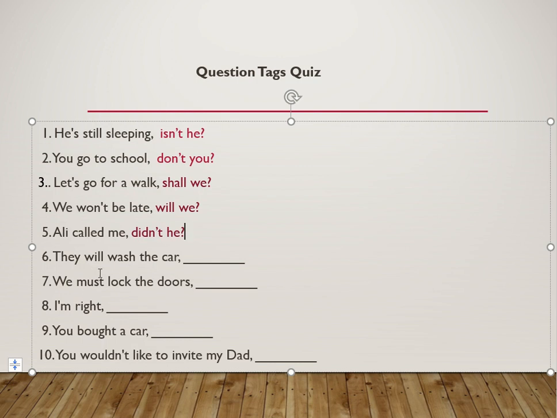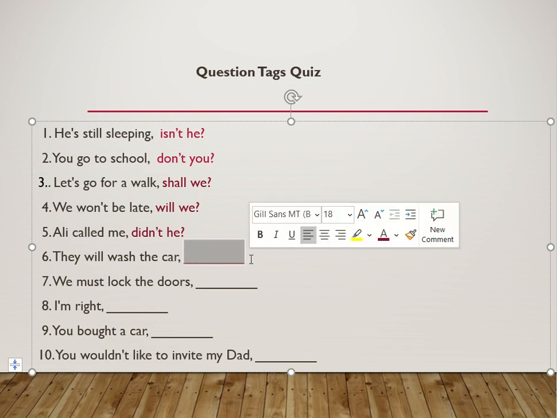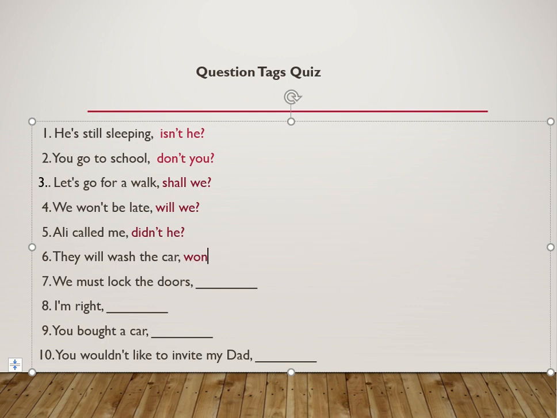Now, 6, they will wash the car. So how can we add the question tag here? Will wash the car. This is a positive sentence. We have to add a negative question tag. We have to put won't. Okay, then won't they? And let's go to number 7.